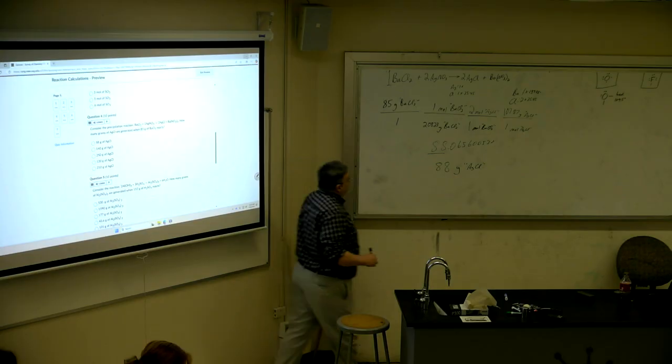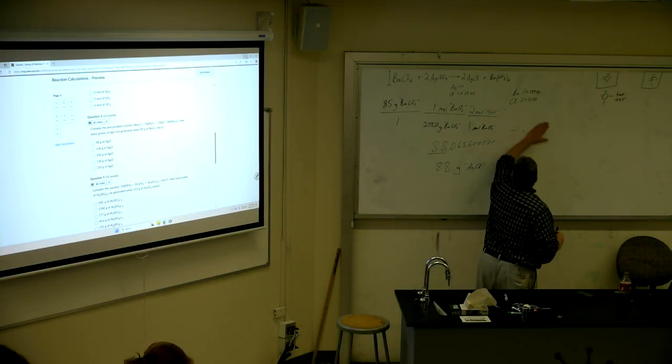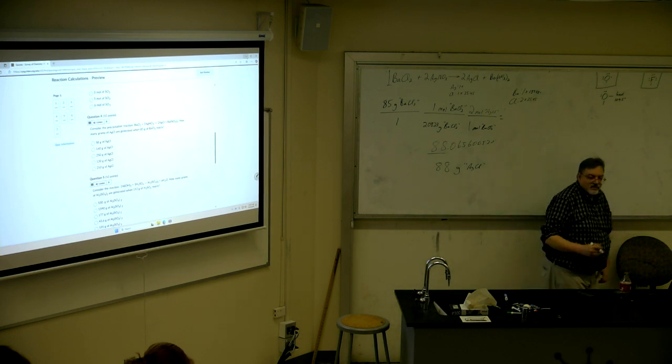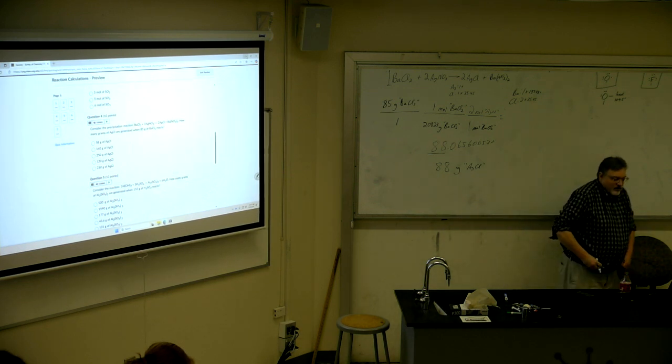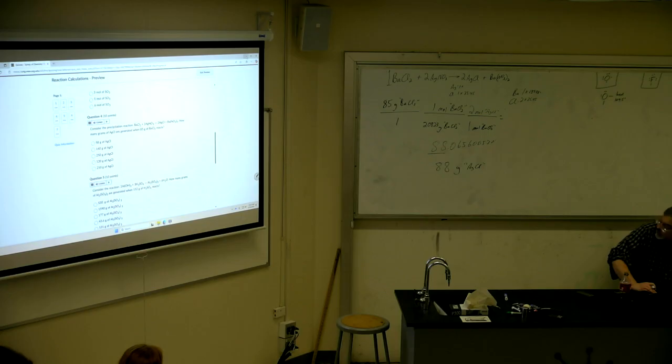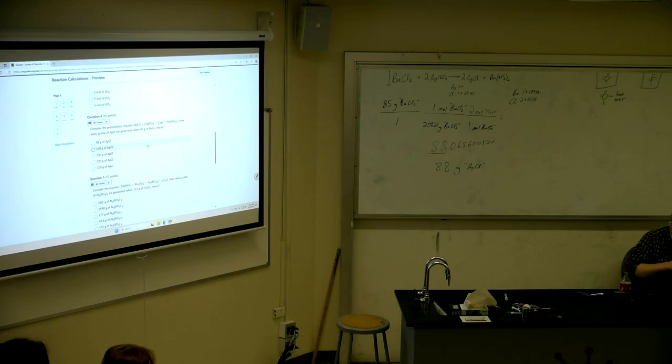You could also be asked for moles. If this didn't say how many grams of AgCl, it might have said how many moles of AgCl, in which case you don't need this. It's just a shorter calculation, and you could get the moles. Usually we do theoretical yield in grams, but you can express theoretical yield in moles too. But what we just calculated there was a theoretical yield. Given this much reactant, how much product do we get? That's a theoretical yield.